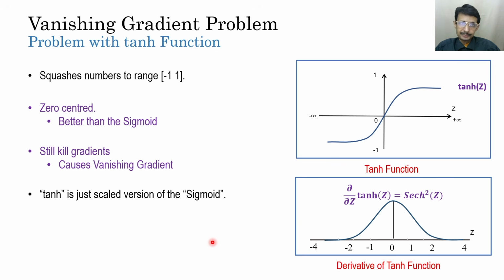Next comes the hyperbolic tan. This squashes the number to between -1 and 1. It is also 0 centered. It also saturates, kills gradients, and causes the vanishing gradient problem. And tanh is just a scaled version of sigmoid, so it's more or less a similar equation. So it is also not very useful for deeper structures or deeper networks.